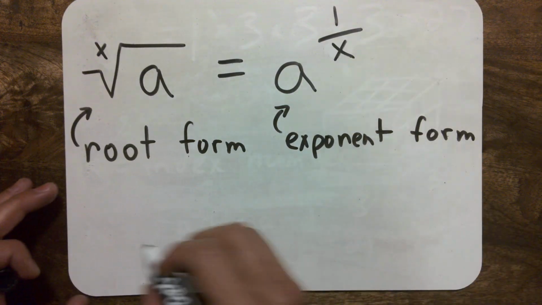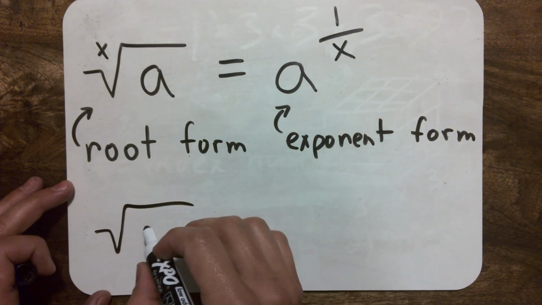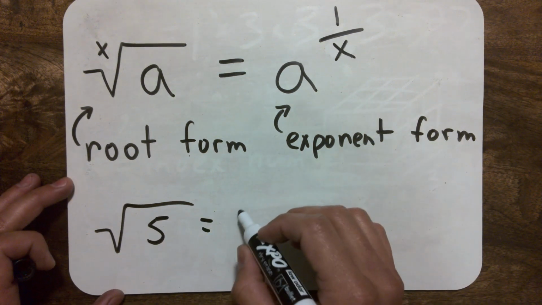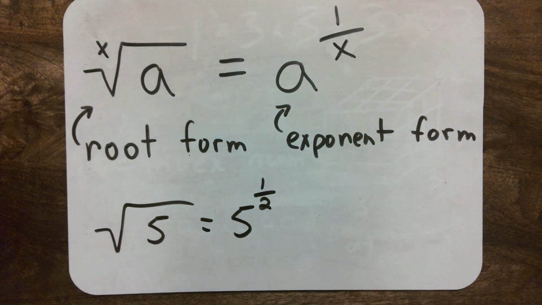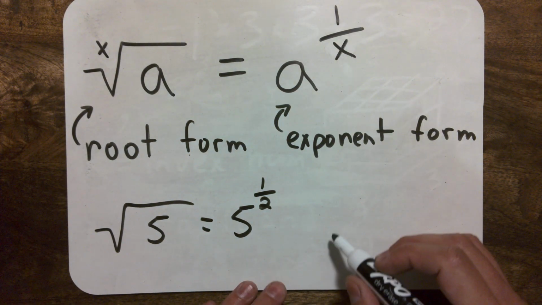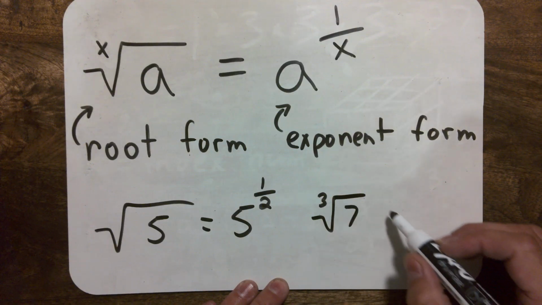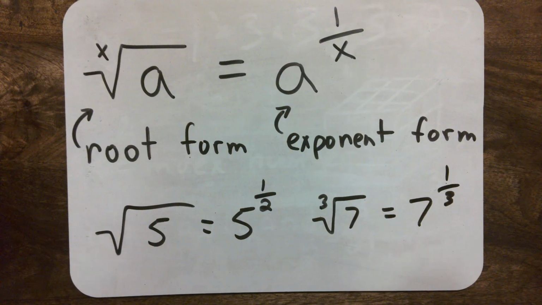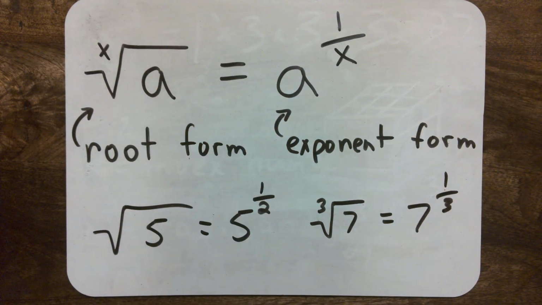Okay. So for example, if we do the square root of 5, if we wanted, we could write this as 5 to the 1/2 power. Or if we had the cube root of 7, we can write this as 7 to the 1/3 power. So we're just going to look at roots, and we're only going to look at square roots and cube roots.